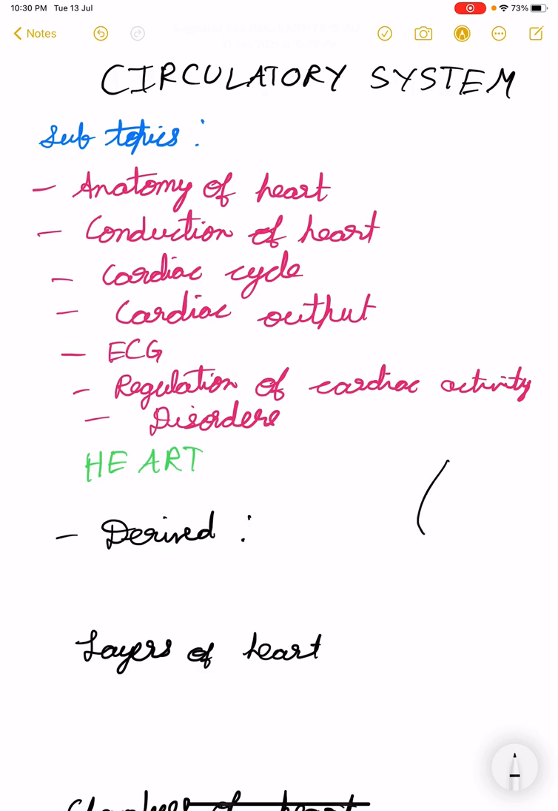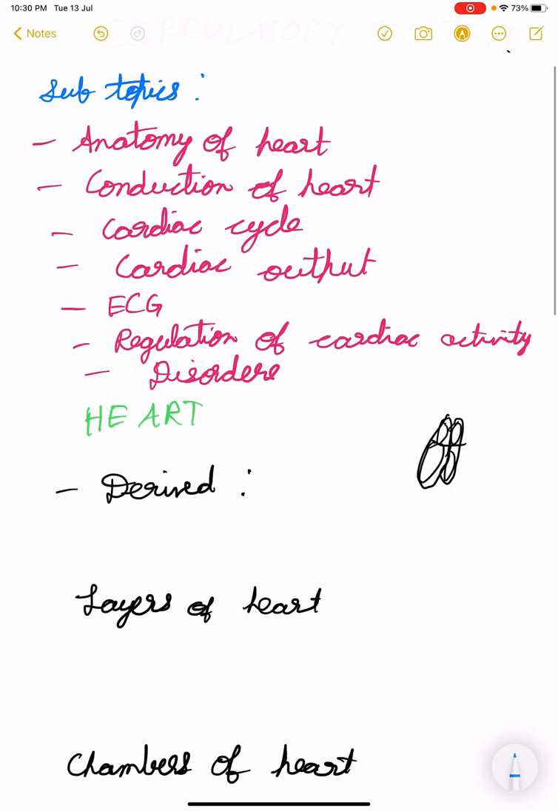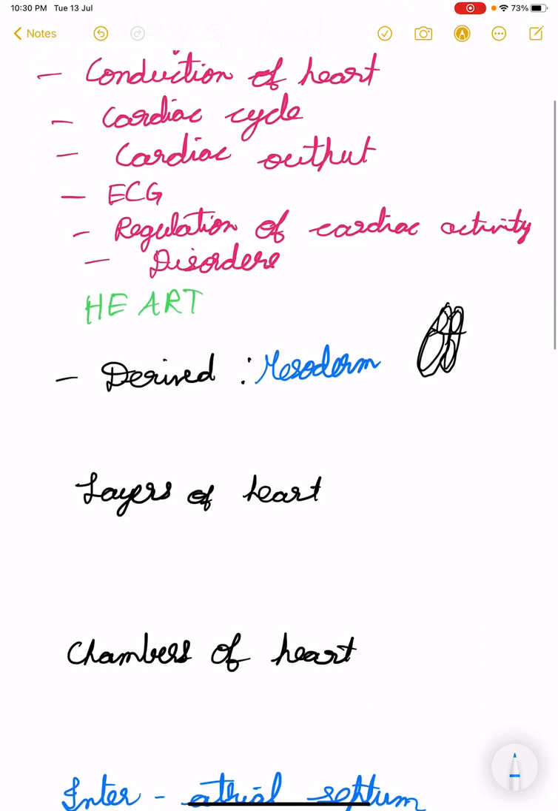Just consider this as your rough diagram. Consider this as your heart. It has 4 chambers. 1, 2, 3 and 4. So your heart is derived mesodermally. Mesoderm derivation. Just remember this one. And we have 4 chambers.